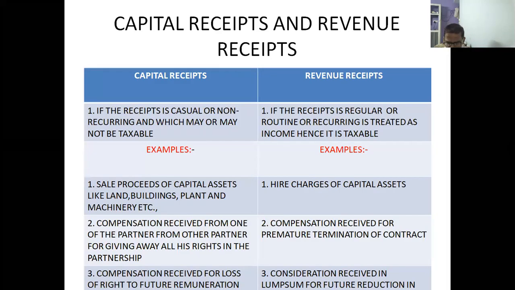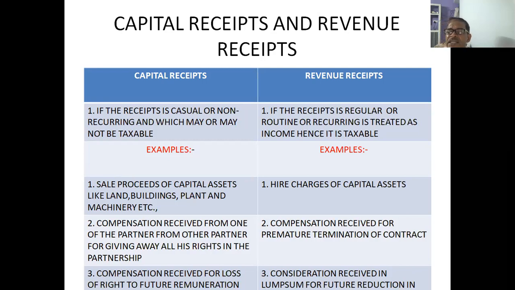Now we'll discuss the theory part about capital receipts and revenue receipts. I have prepared the theory part in the form of slides. What is capital receipt? If the receipts are casual or non-recurring and may or may not be taxable, it is called capital receipts. Once in a while you will get the income, not every month, not every day. What is revenue receipts? If it is regular, routine income or recurring one, it is known as revenue receipts.